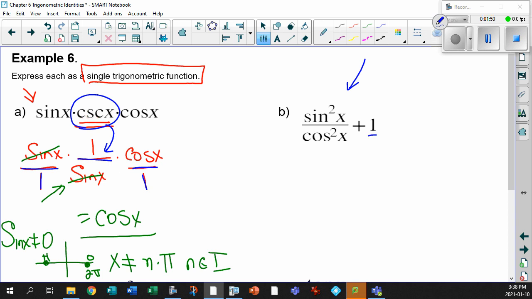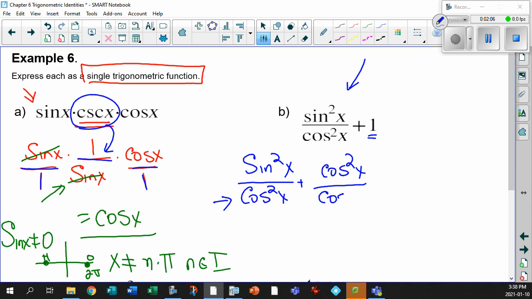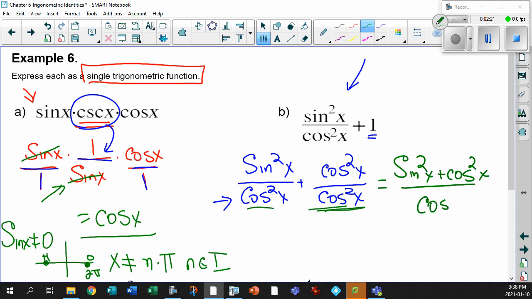This says you're going to add 1. But if you know fractions like I do, and I hope you do as well, 1 can be written as a common denominator of this. Watch this. Isn't 1 the same as saying cos squared x over cos squared x? Guess what? Common denominator, which means you can add the numerators. The numerator is sine squared x plus cos squared x over, oh my goodness, cos squared x. Now, don't forget, cos squared x cannot equal 0, and I'll let you take it from there.